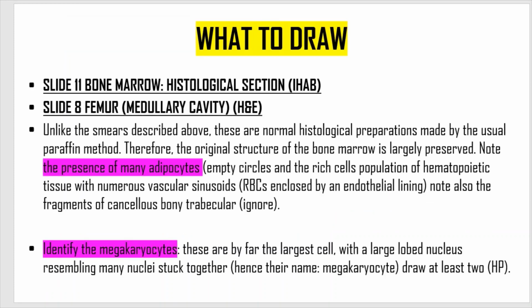Secondly, you look at the adipocytes that are also found in the bone marrow. The adipocytes appear as empty circles, and the marrow is rich in the hematopoietic cell population, meaning that they are a lot. Lastly, you identify the megakaryocytes. The megakaryocytes are by far the largest cells, with a large lobed nucleus resembling many nuclei stacked together. So you all draw these cells at high power.